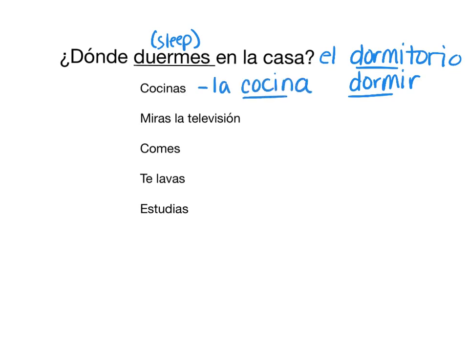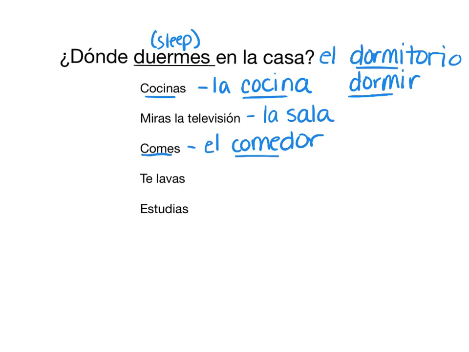So again, here you see the similar root words. Comes is to eat. That could be done in el comedor, which is the dining room. Miras la televisión. Obviously, that can be done in many different rooms. La sala, el dormitorio, etc.